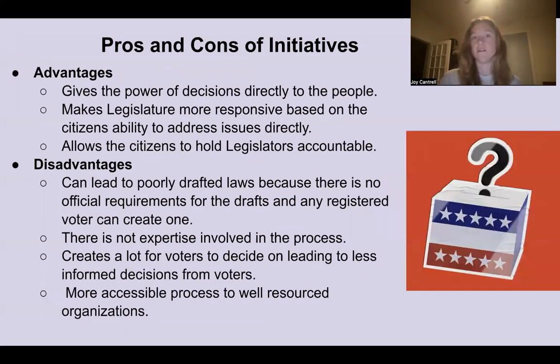So some pros and cons of initiatives are the following. The advantages are it gives the power of decisions directly to the people. It makes the legislature more responsive based on the citizens' ability to address issues directly. It allows the citizens to hold the legislature accountable. Some disadvantages of initiatives are it can lead to poorly drafted laws because there are no official requirements for the drafts, and any registered voter can create one. There is no expertise involved in this process. It creates a lot for voters to decide on, leading to less informed decisions from voters. And it is a more accessible process to well-resourced organizations, making it perhaps less of a democratic process.